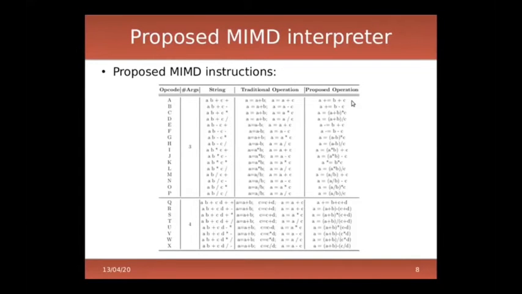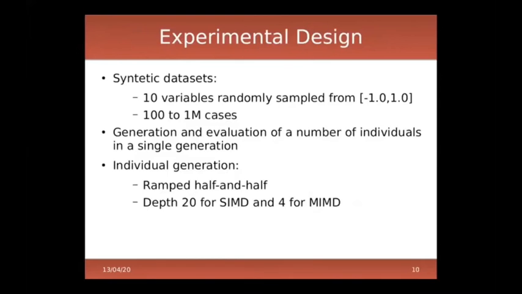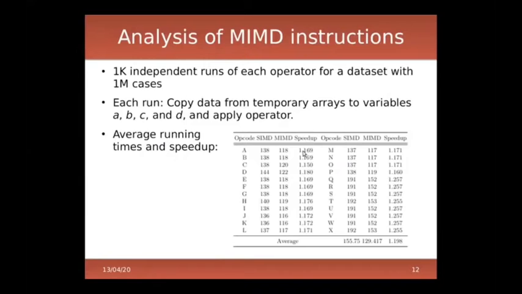So we measure here the speedup of the MIMD interpreter, which is here. So we have here a speedup of 16%. This speedup is similar for all 3 argument operators, and for the 4 argument operators it is a bit higher, 25%, and on average we have a speedup of between 19 and 20% when using the proposed MIMD operators.